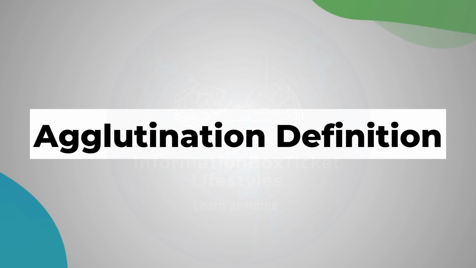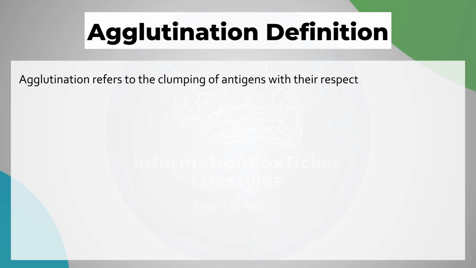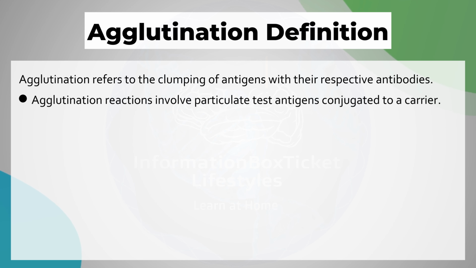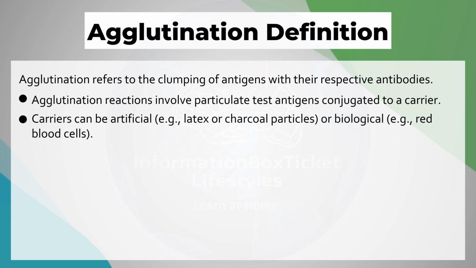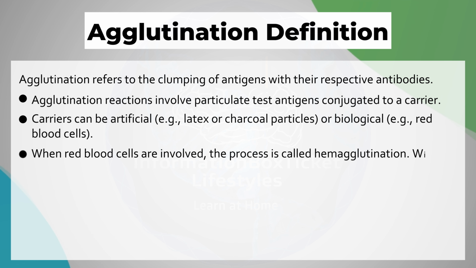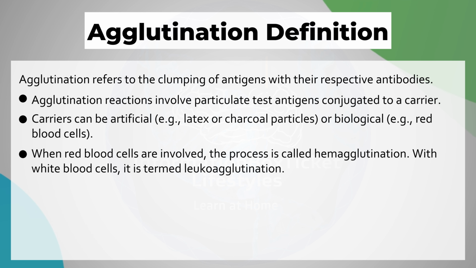Agglutination definition. Agglutination refers to the clumping of antigens with their respective antibodies. Agglutination reactions involve particulate test antigens conjugated to a carrier. Carriers can be artificial, e.g. latex or charcoal particles, or biological, e.g. red blood cells. When red blood cells are involved, the process is called hemagglutination. With white blood cells, it is termed leukoagglutination.